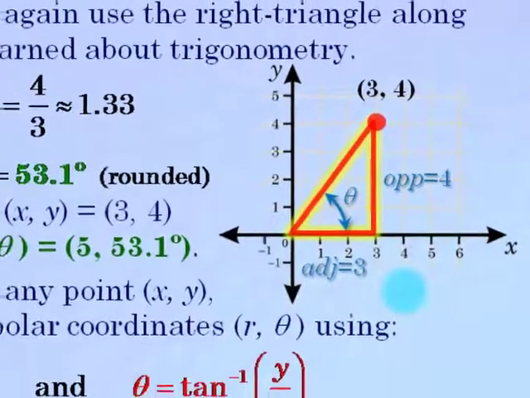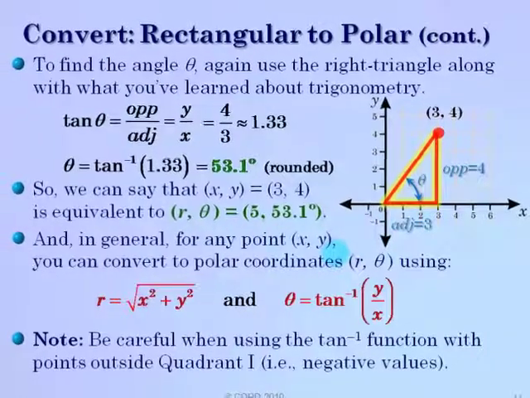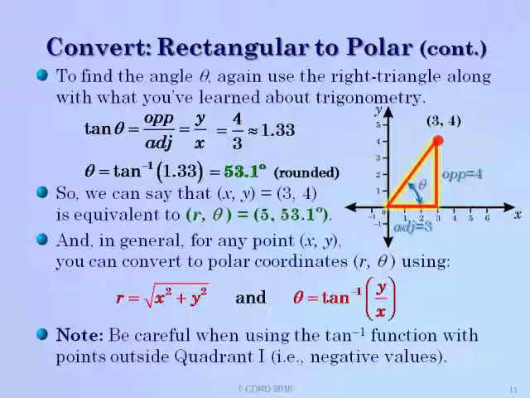Now, as you use the tangent function, if you take 4 divided by 3 and take the inverse tangent, we got 53.1 degrees. If we were down here and we had negative 3 and negative 4, and we took the tangent of negative 4 divided by negative 3, we would also have 1.33, and theta would also come out on the calculator as 53.1 degrees. That's not 53.1 degrees though, is it? So the moral of the story is you're going to have to be very careful when using that inverse tangent function outside of quadrant 1.